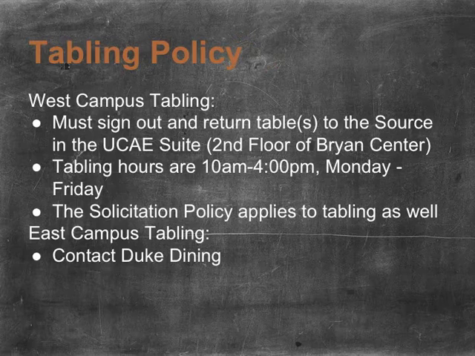As an official student organization, you can table on the Plaza or Bryan Center and at the Marketplace on East Campus. For Plaza and Bryan Center tabling, you will need to visit the Source in the UCAE Administrative Suite, located on the second floor of the Bryan Center. Tables can be signed out from 10 a.m. to 4 p.m. Monday through Friday on a first-come, first-served basis. Don't forget that the solicitation policy applies to tabling as well. For Marketplace tabling, contact Duke Dining.